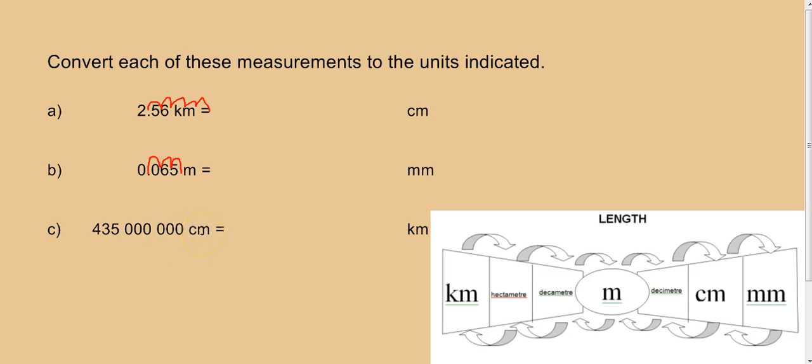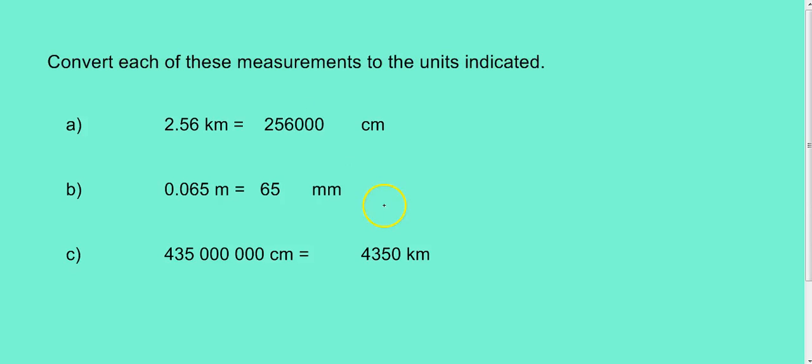Let's look at this one here. We're changing centimeters, lots of little tiny centimeters, into kilometers. So 1, 2, 3, 4, 5 on the bow tie. Decimal point. 1, 2, 3, 4, 5, which gives us the answer 4,350. Let's see if I got it right. Yes, I did.